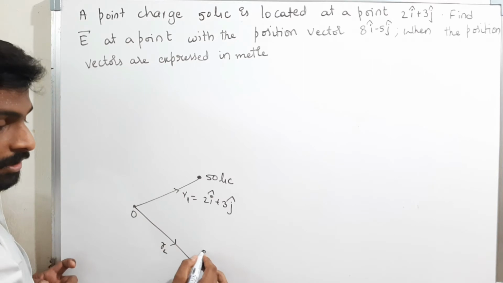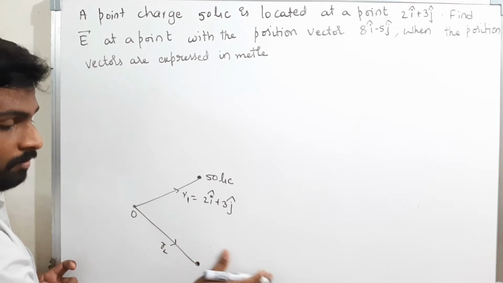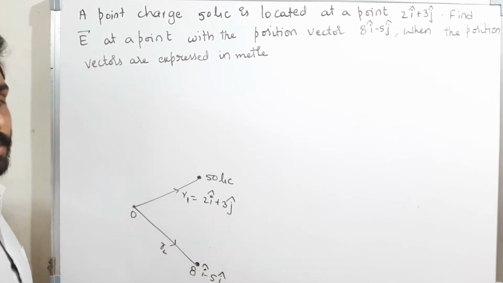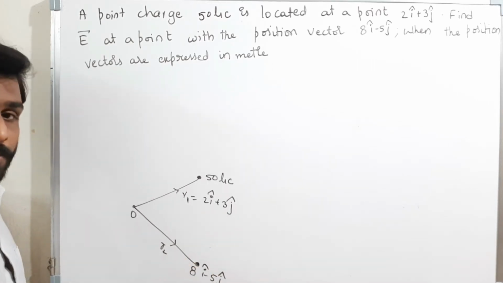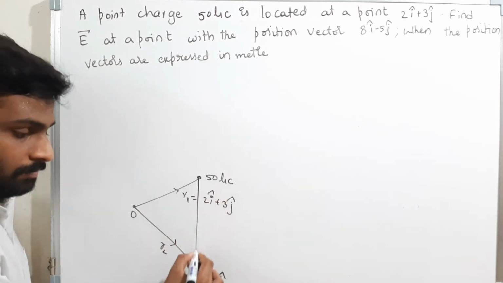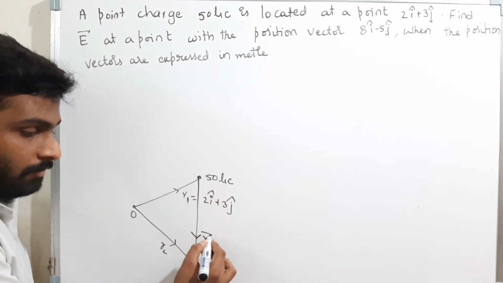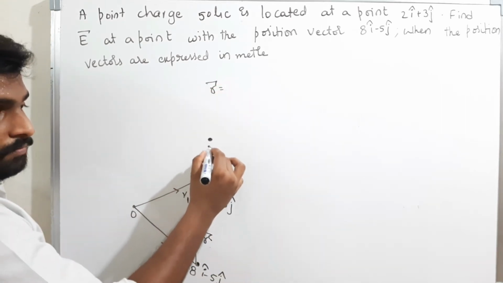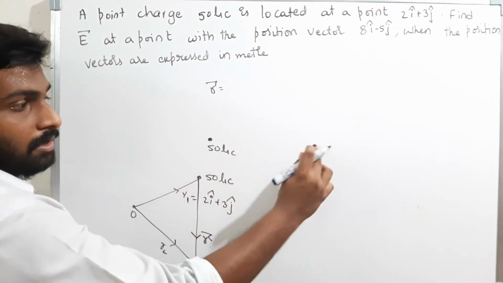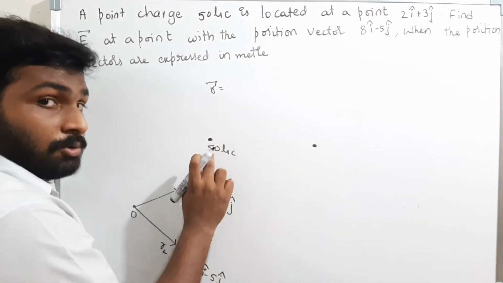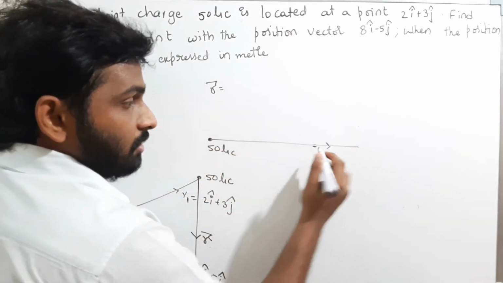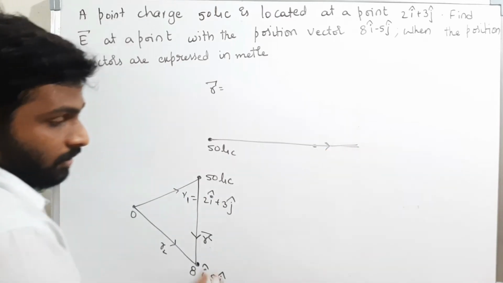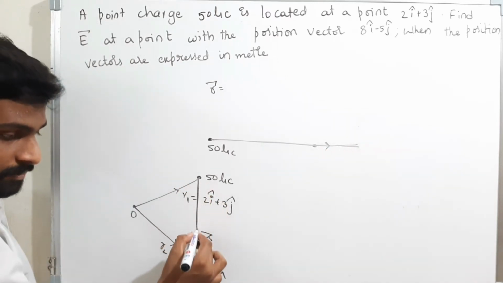They gave us 8i cap minus 5j cap. Well and good. Now they told us to find the electric field at this point. That's all. Now see here, what is this vector R bar? This is a point charge of 50 microcoulombs, and if I want to find the electric field at this point, what is the electric field? It is a positive charge. Therefore, electric field will always be in this direction, away from the positive charge. That means this is the charge and this is the direction.